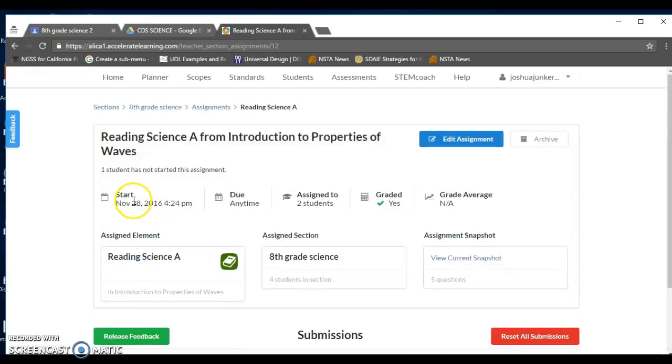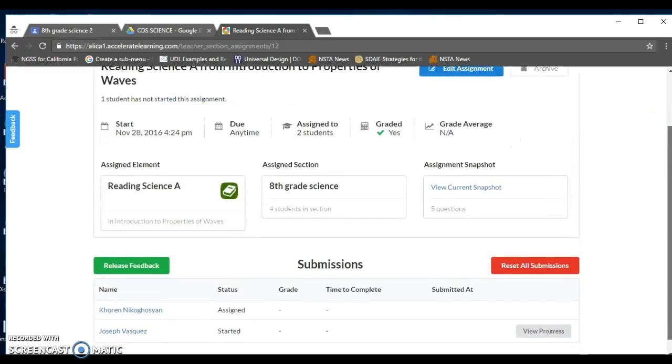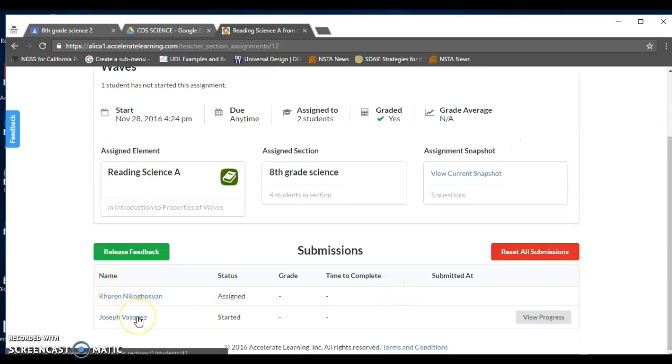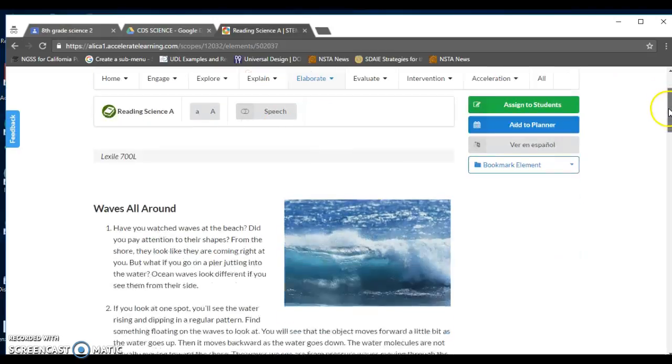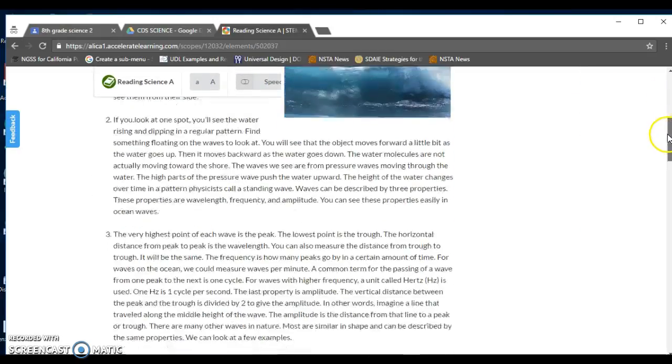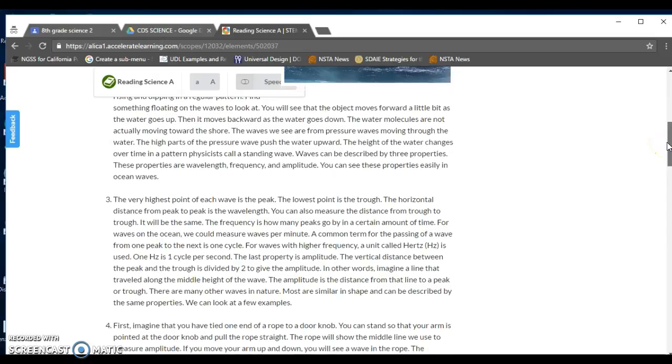For Reading Science A, it's the same idea. You have an article to read through. So it's about waves, ocean waves, and it is not just talking about ocean waves, but generally it's talking about the parts of a wave and how we describe waves, their amplitude, wavelength, their frequency. It also tells you different units of measurement scientists use to describe certain things, like the frequency.